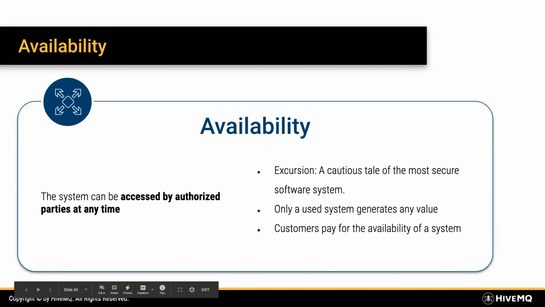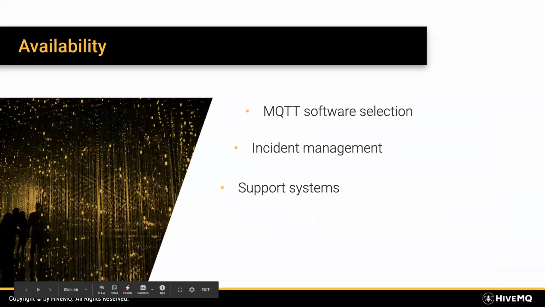So what does it tell us? A non-available system has no value at all for us. Only a system that is there can generate any value. Customers pay for the availability of systems. Availability can be achieved in many ways. The most important one, I would argue, is how you select the software stack you're using. The more reliable your software stack, the better your availability will be.